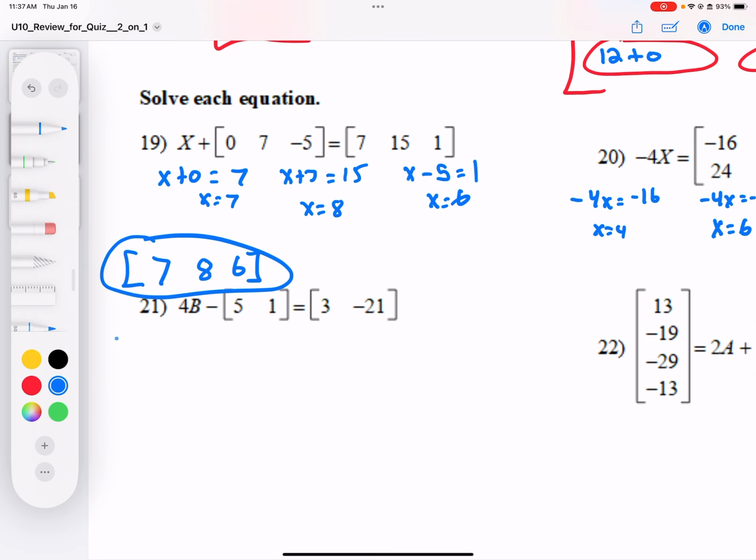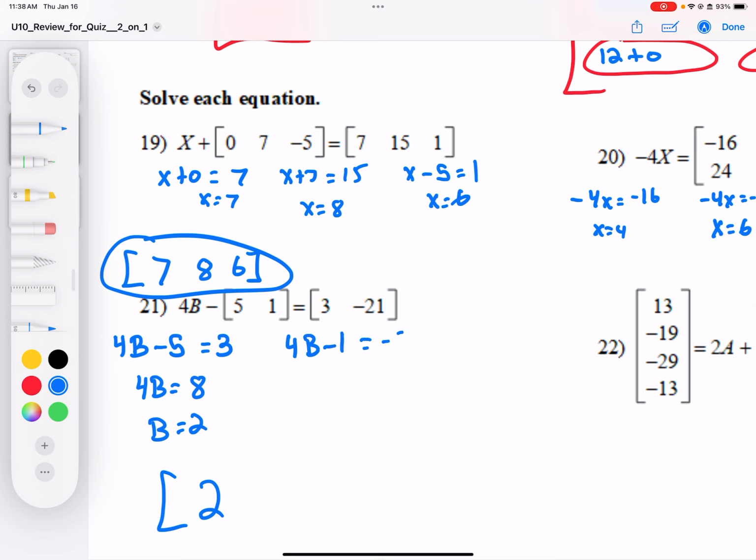21, first equation, 4b minus 5 equals the first element on the other side, so 3. So add 5. So 4b is equal to 8. b is equal to 2. So there's my first solution. And then 4b minus 1 equals -21. So 4b equals -20. b is equal to -5. There's your solution.